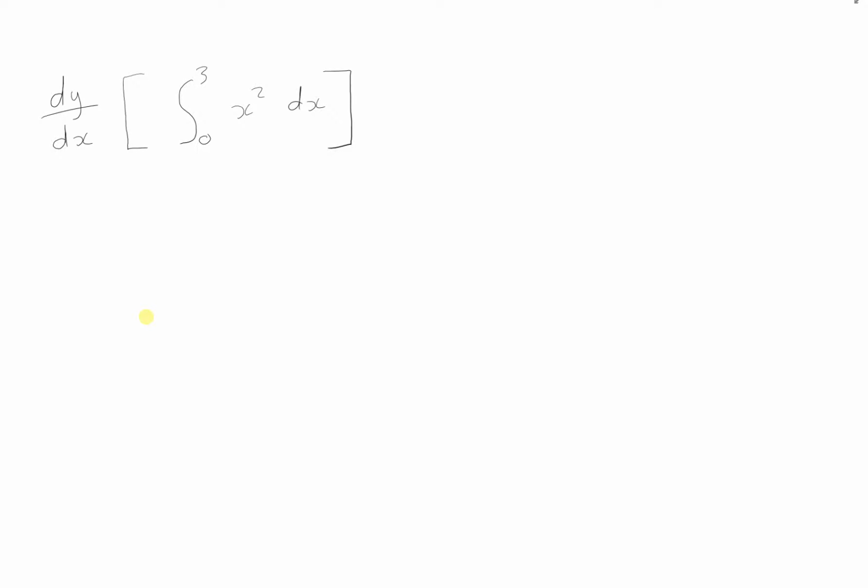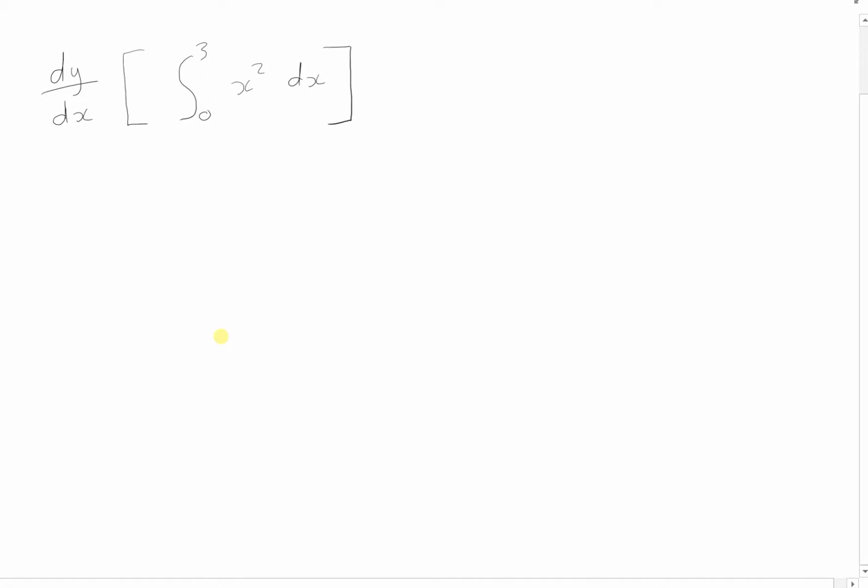But basically it's just using the tricks that we've already learned to do this problem here. There's really nothing new except the fact that now we're going to be actually deriving after we've integrated. Okay, so let's do this.